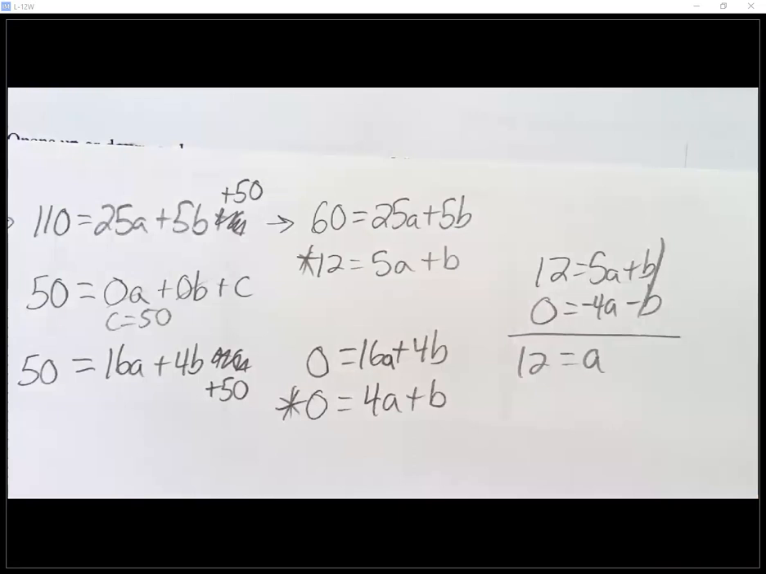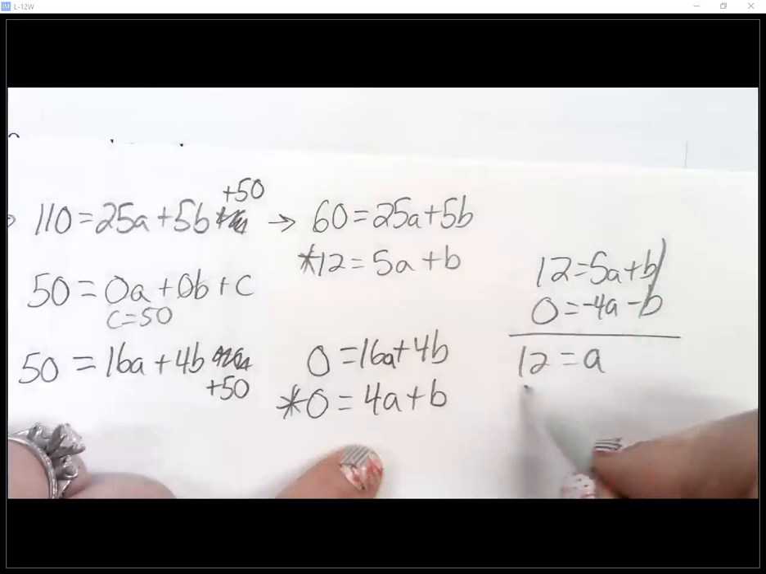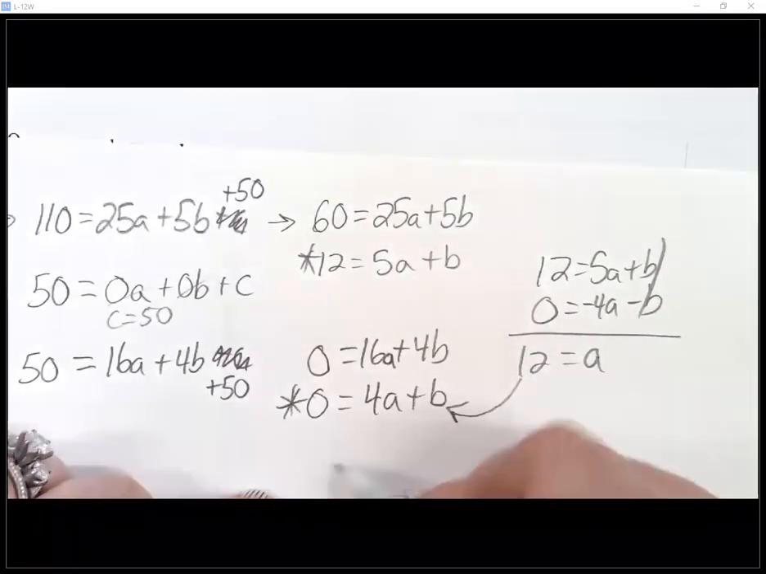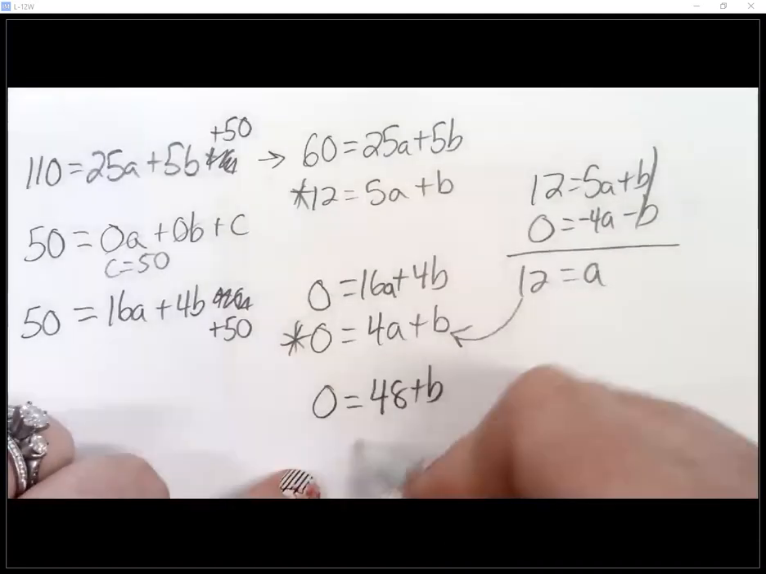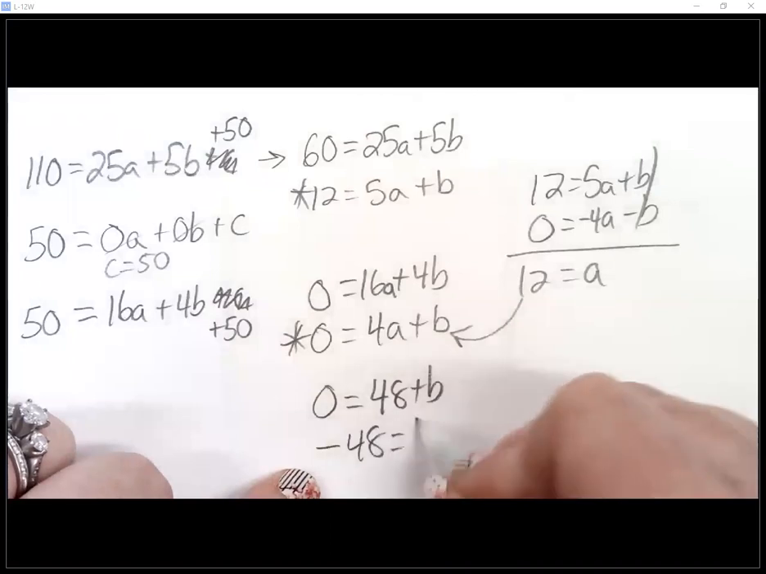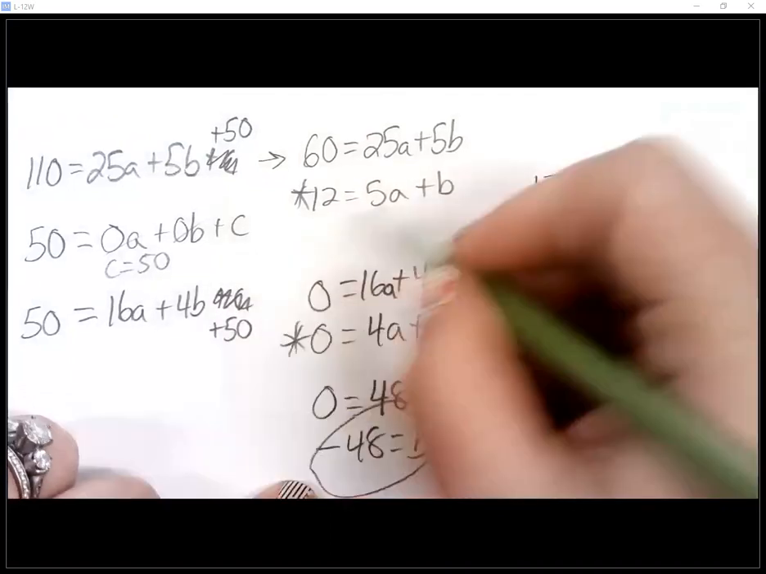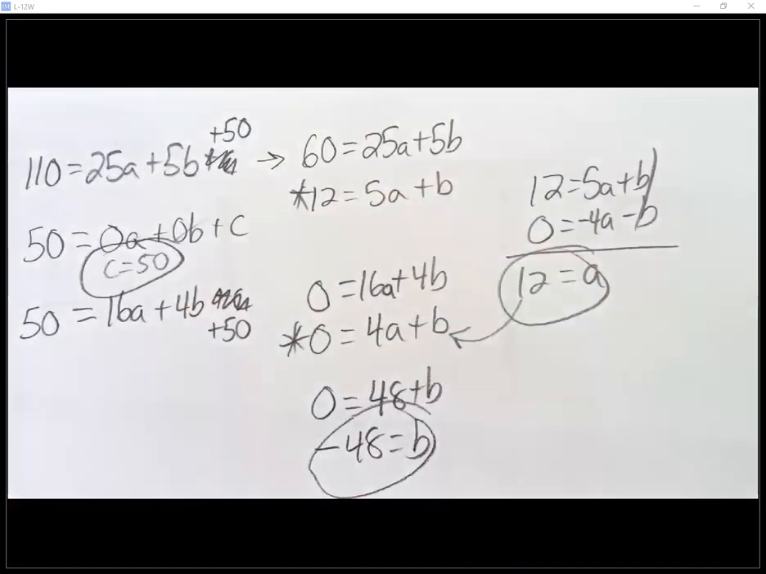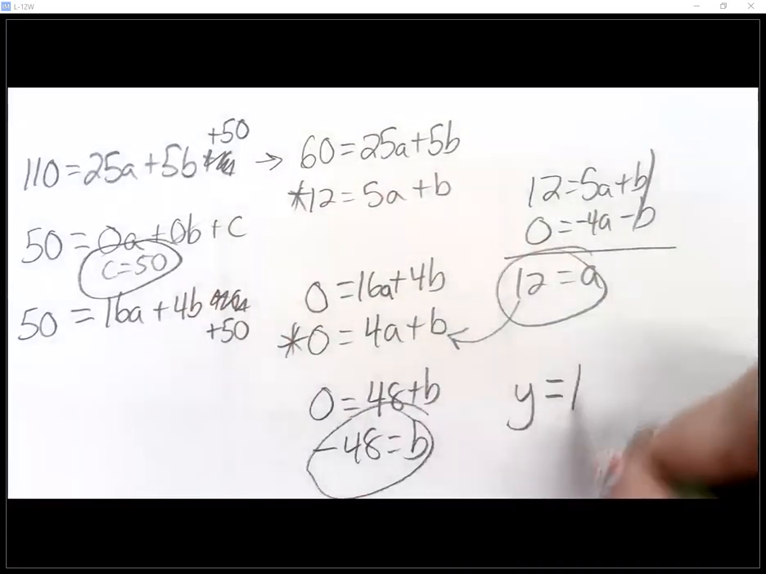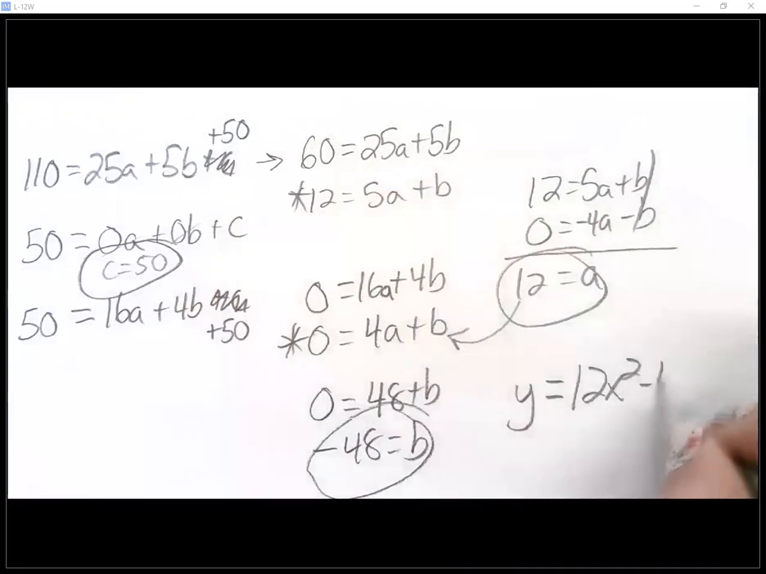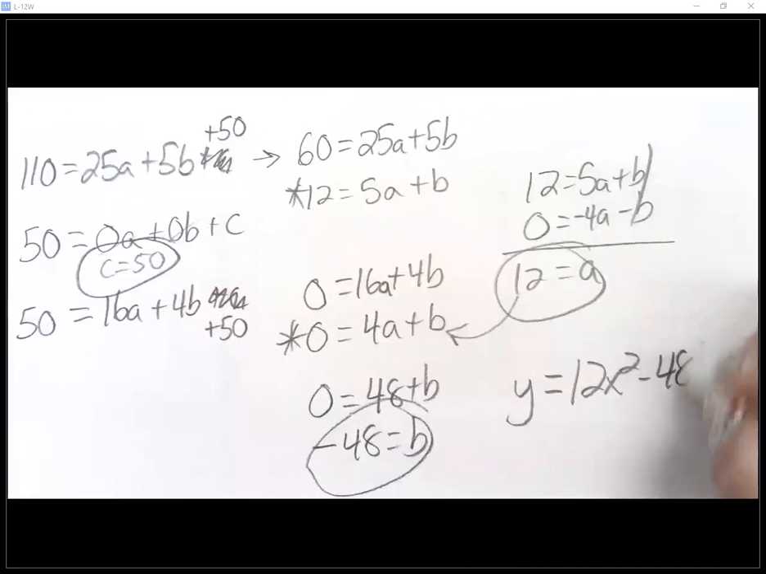I already knew that C was 50. So the only thing left to find is B, which I can find real quick if I just pop it right back in here. 0 equals 4 times A is 48 plus B. So that means B is just a -48. So I have my A, B, and C. So if I put these three together for a final answer, it should look like Y equals 12x squared minus 48x plus 50.